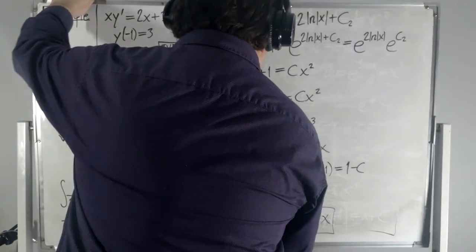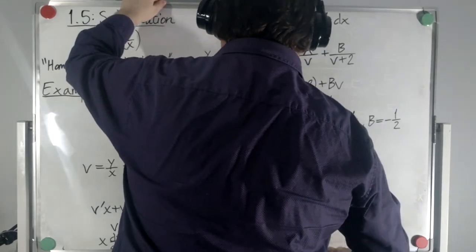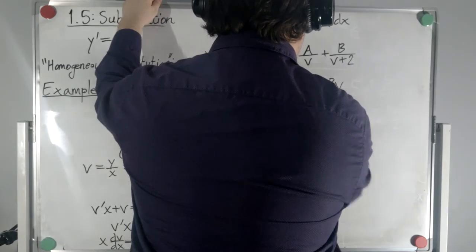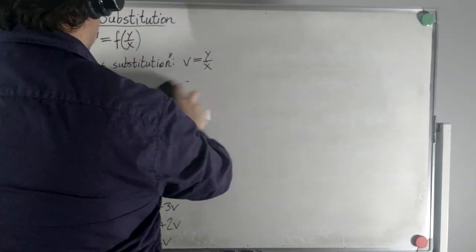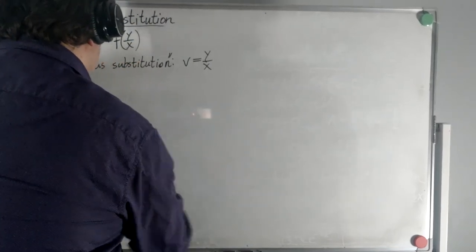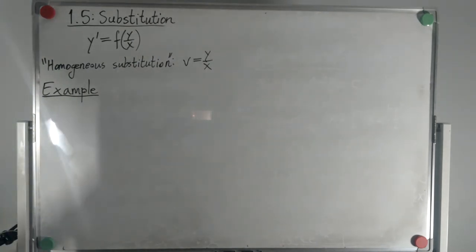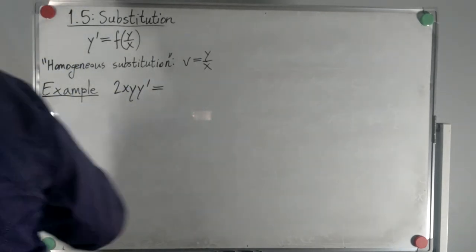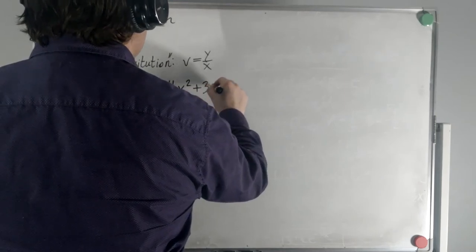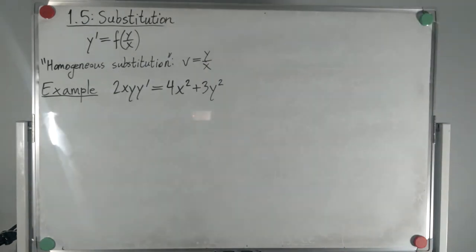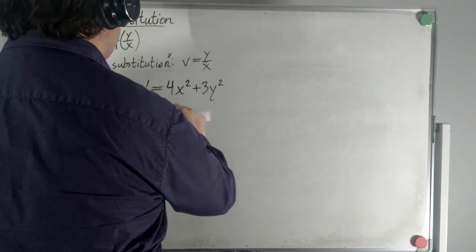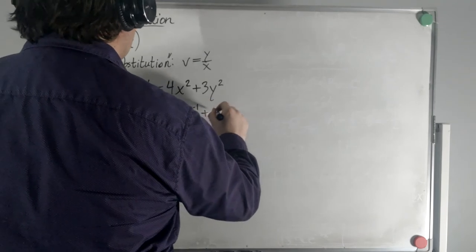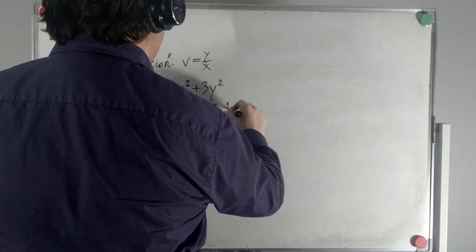And why don't we do one more example of another homogeneous substitution? This one is 2xy y prime equals 4x squared plus 3y squared. Divide both sides by 2xy, and you get y prime equals 2x y to the negative 1 plus 3 over 2, 1 over x, y.